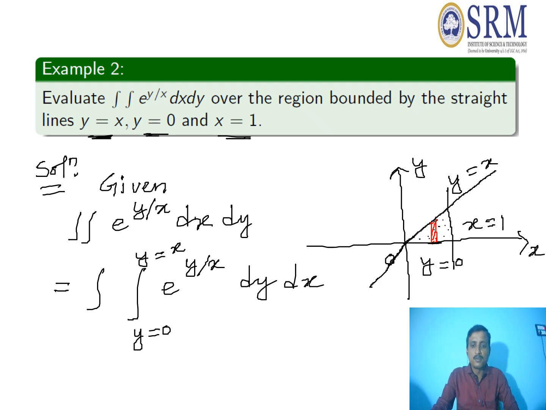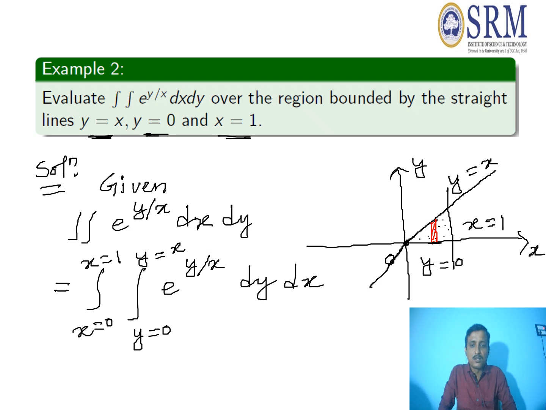And then the next x limit, as I told you, is from constant to constant, from the lowest to the highest. That means x is equal to 0 to x is equal to 1. Clear? In the question the limits were not there, you have to write those limits.